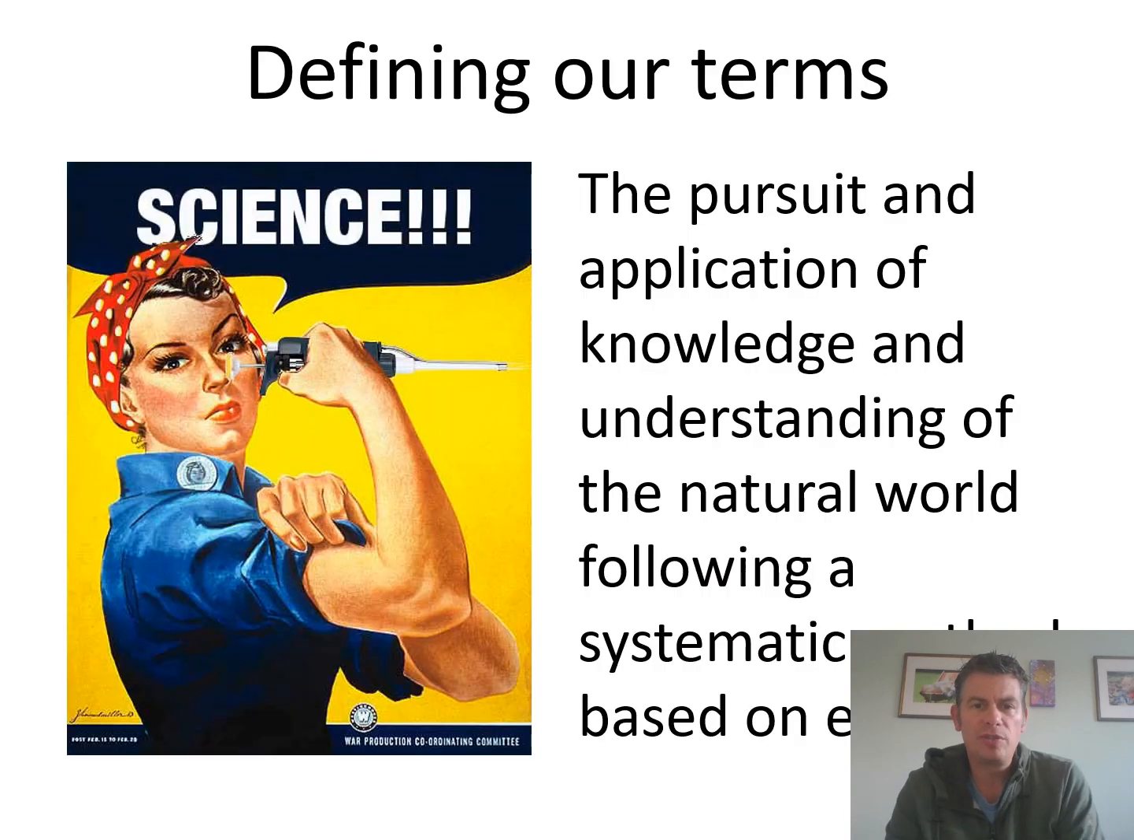First of all, then, we should define our terms. Science is fairly straightforward to define, although you can put people on the spot when you ask them for that definition. But science is really the pursuit and application of knowledge and understanding of the natural world following a systematic method. So that scientific method of observation, question, hypothesis, prediction and test, and the evidence that accrues from that, from which we build up theories and a greater understanding of the natural world. That's the essence of science. Science is about discovery.